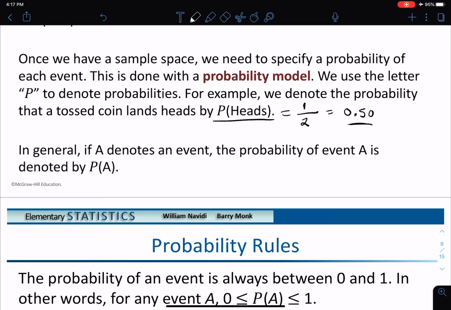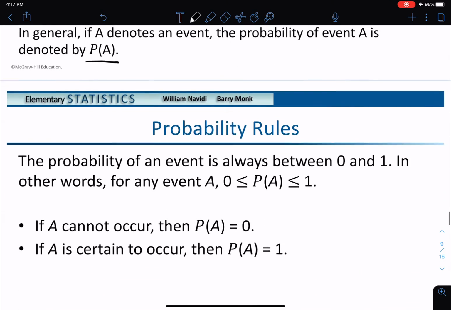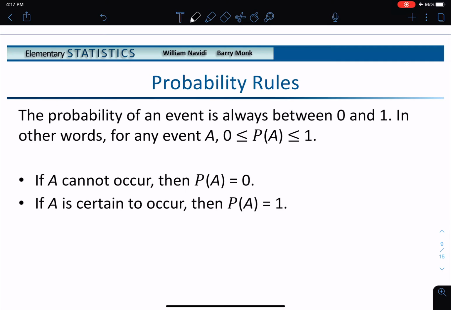In general, if A denotes an event, the probability of event A is denoted by P of A. So here's some rules of probability. The probability of an event is always between 0 and 1. In other words, for an event A, the probability of event A occurring has to be greater than or equal to 0 and less than or equal to 1.